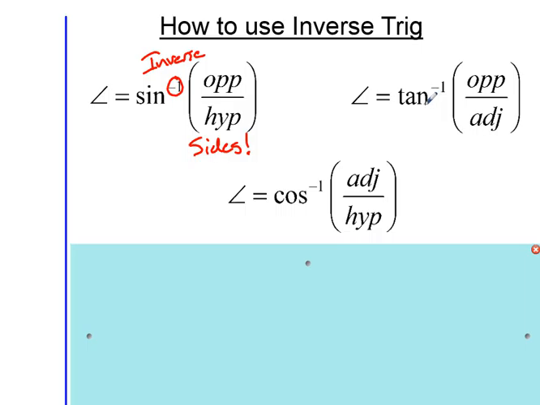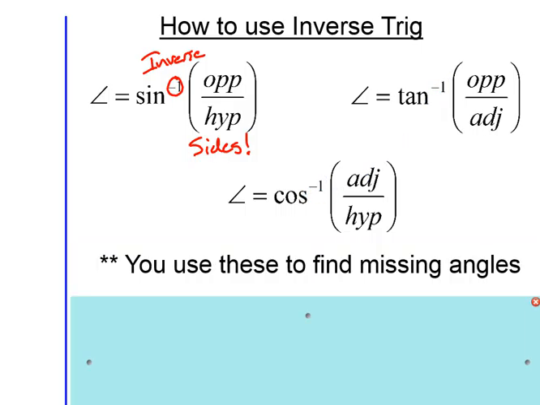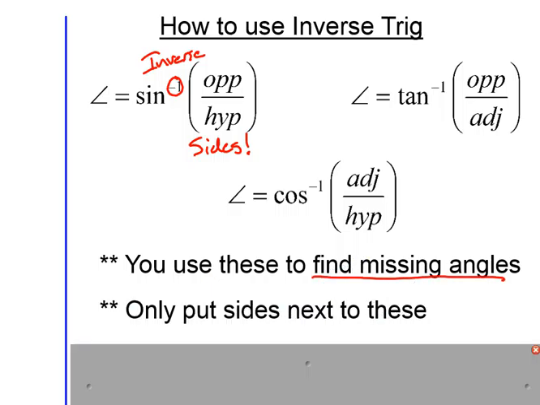We can do inverse tangent as well as inverse cosine. We use all of these to find missing angles. And we only ever put sides next to each of these functions. We don't ever put an angle next to inverse sine, cosine, or tangent functions. So only put sides next to these inverse trig functions.